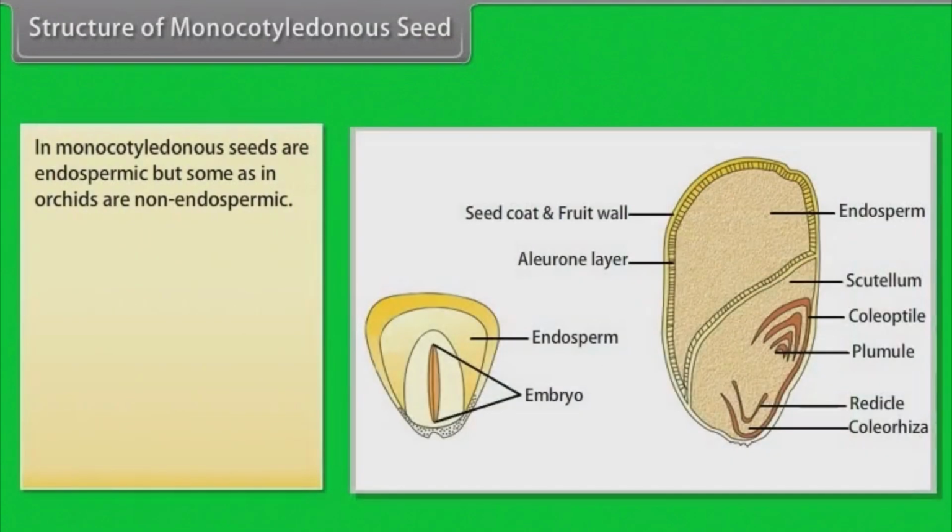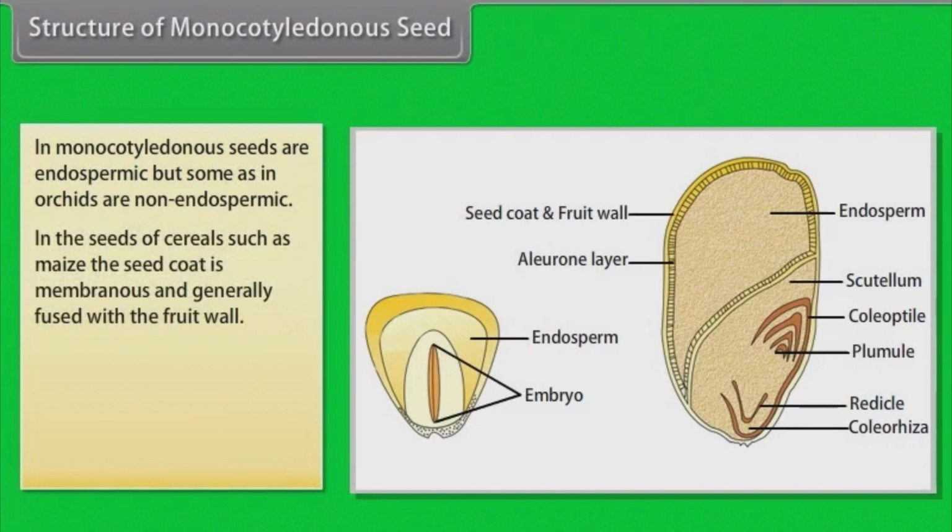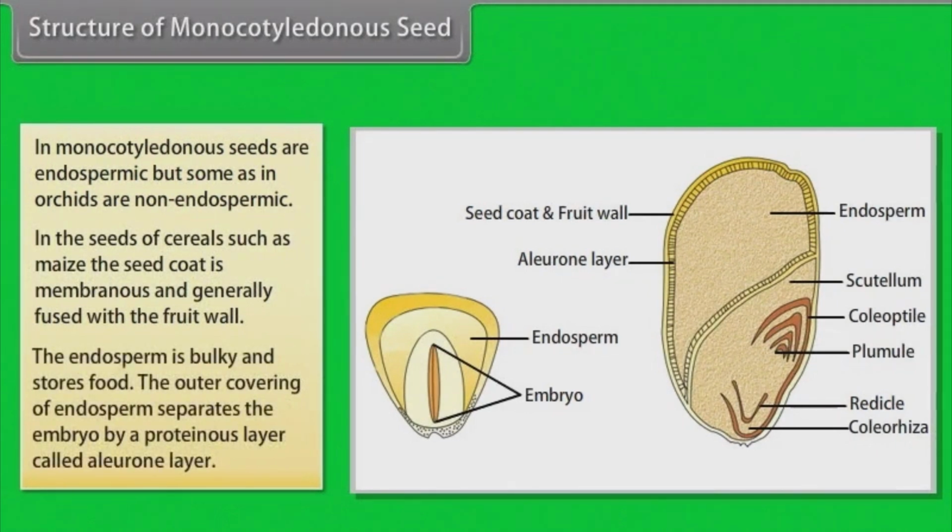The structure of monocotyledonous seed. Monocotyledonous seeds are endospermic, but some, as in orchids, are non-endospermic. In the seeds of cereals such as maize, the seed coat is membranous and generally fused with the fruit wall. The endosperm is bulky and stores food. The outer covering of endosperm separates the embryo by a proteinous layer called aleurone layer.